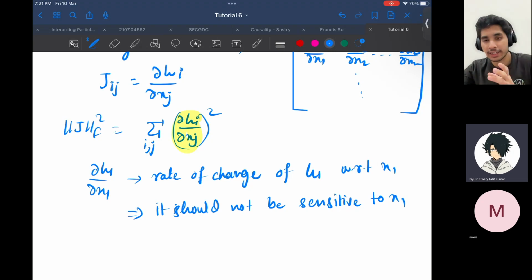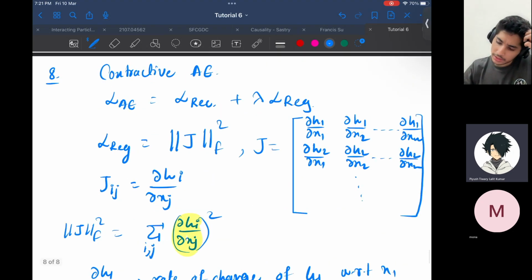Let x1 change in whatever manner it wants to, but h1 should not change a lot. h1 should sort of stay wherever it is. This is what I'm saying. But in lectures it was also mentioned that if I am using a regularization loss like this, isn't it contrary to what I am expected to do?